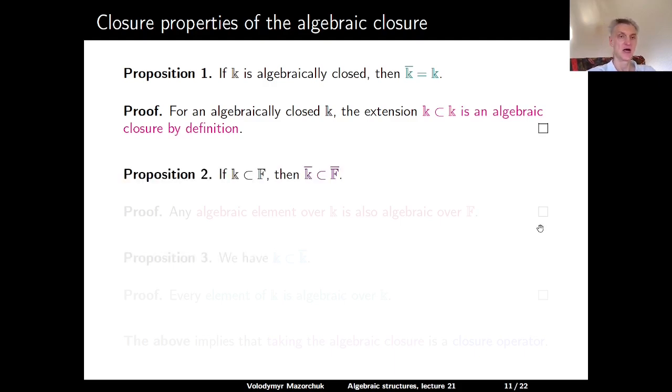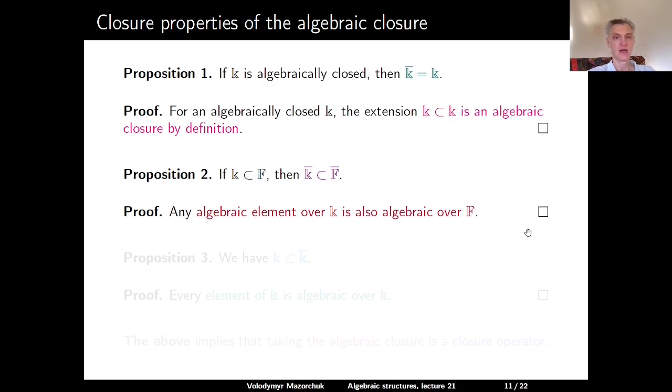That's it. Proposition 2. If K is a subfield of F, then the algebraic closure of K is a subfield of the algebraic closure of F. Proof: any algebraic element over K is also algebraic over F. And so any element in K-bar must belong to F-bar.